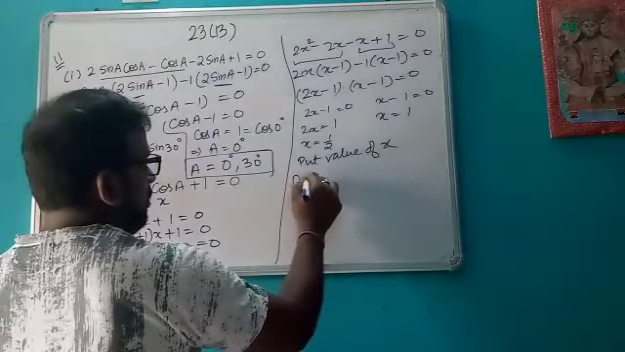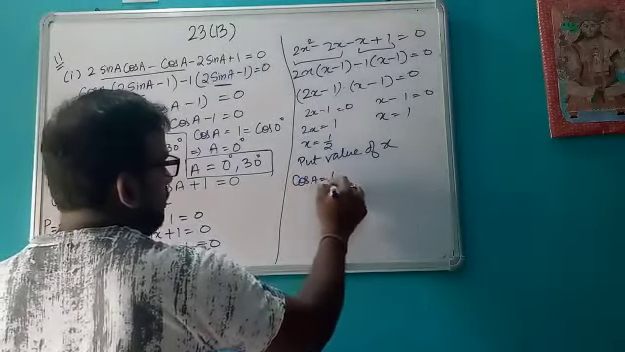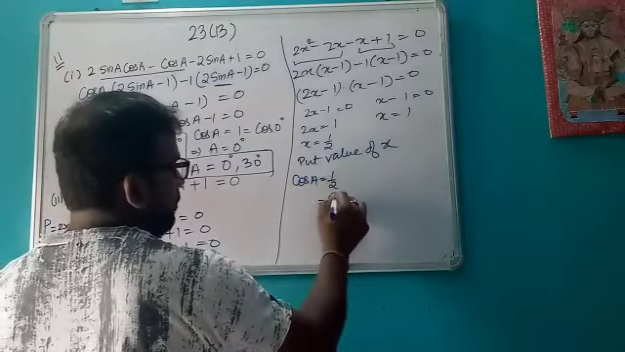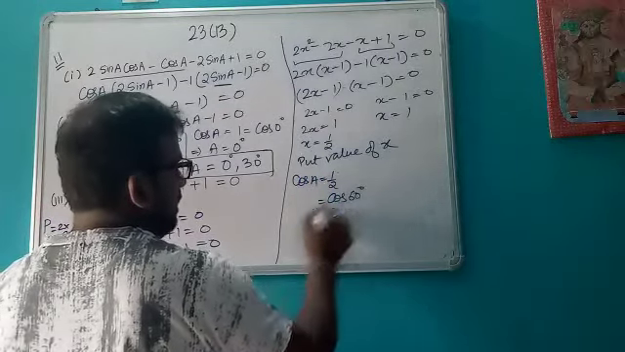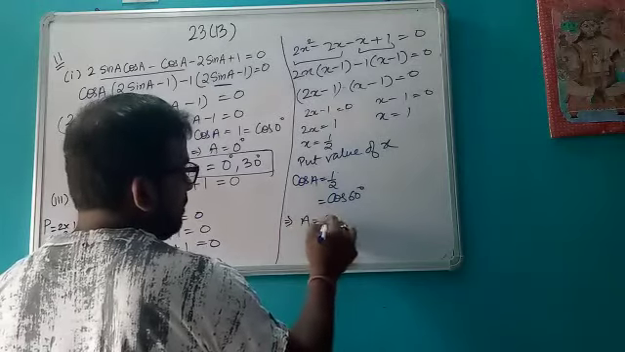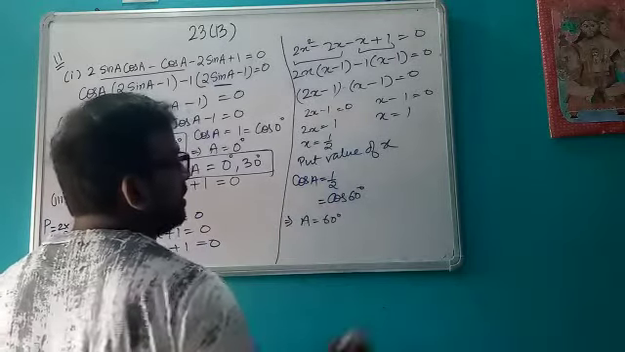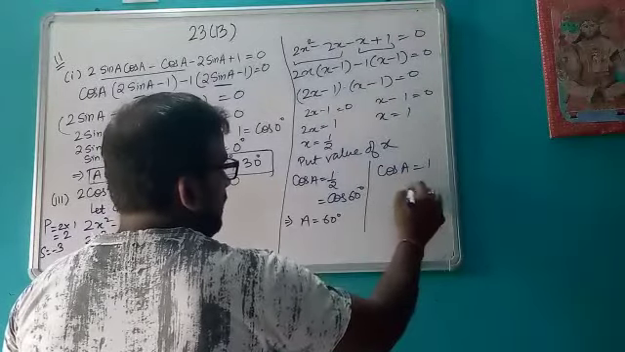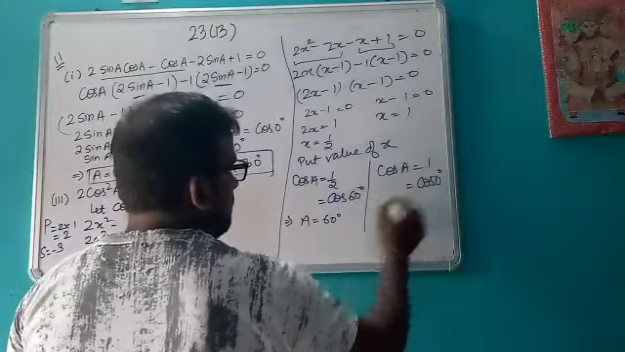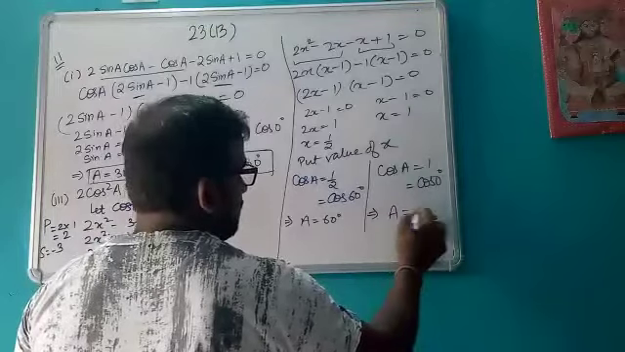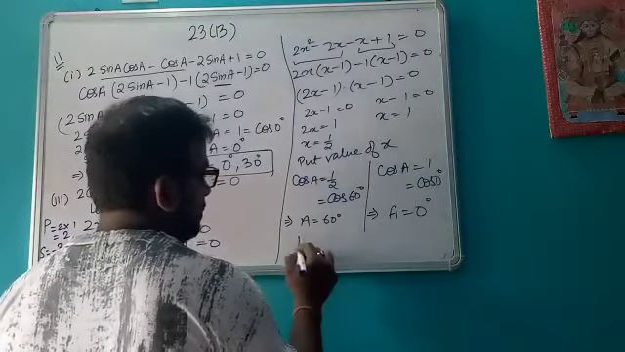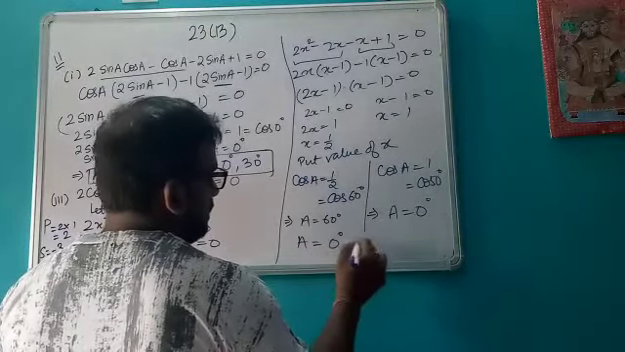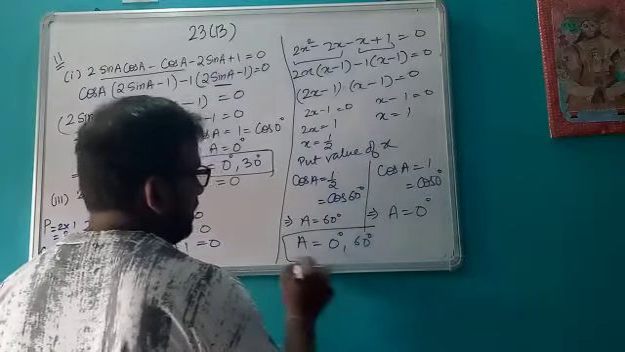Now we will put the value of x, that is cos A is equal to 1 by 2, and when it is 1 by 2, it is 60 degree, that means A is equal to 60 degree. And here cos A is equal to 1, and when it is 1, it is 0 degrees, that means A is equal to 0 degrees. So what is the value of A? 0 degree and 60 degree.